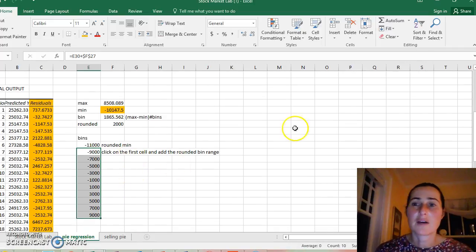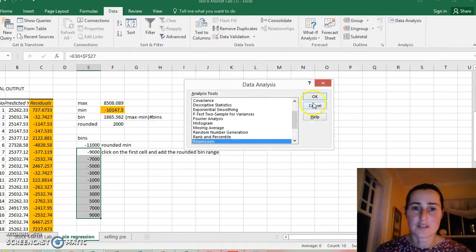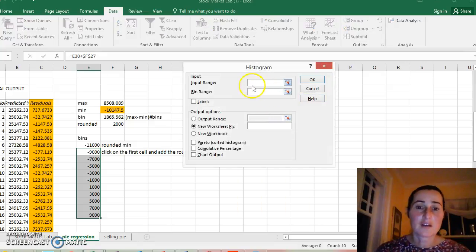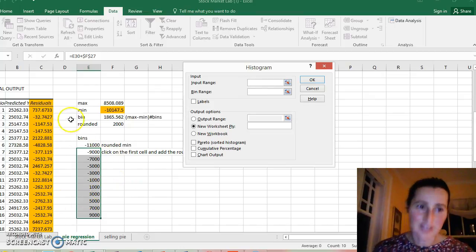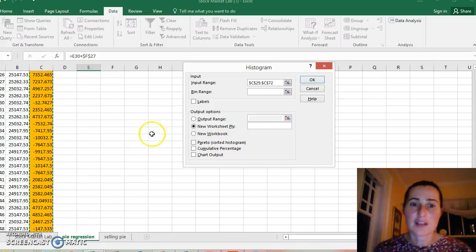Okay, so now I can just go ahead and make my histogram through data analysis tool. So histogram, okay. Now here, thing to always remember, your input range is your data. Bins are not data. Your data are your residuals. That's what I wanted to graph to begin with. So I'm going to highlight my residual.